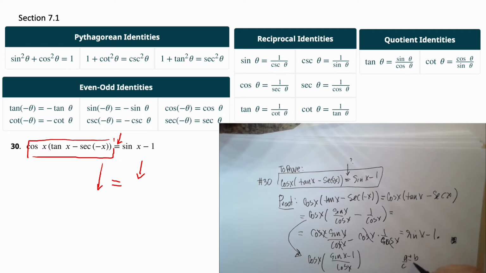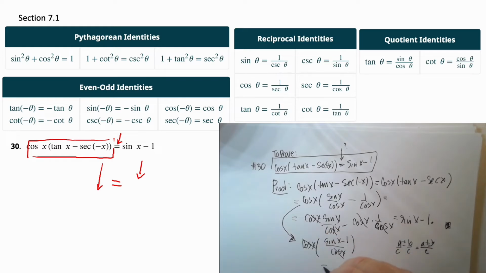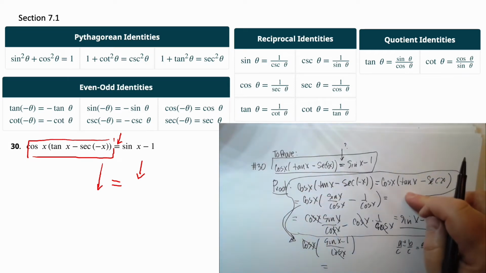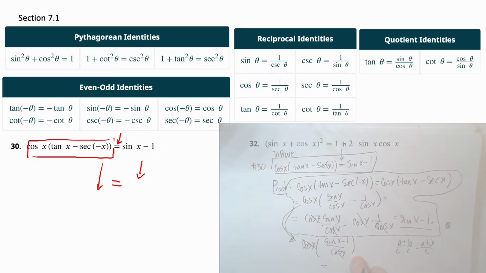Plus and minus b over c is a plus or minus b all over c. Since they have a common denominator, I can then just write it like this and then divide it out, and I still end up with exactly the same thing. So you only have to do it one way, and this is the way we went with. Notice that I started on one side. I made sure that each step was justified by something, and I ended up where I started with.